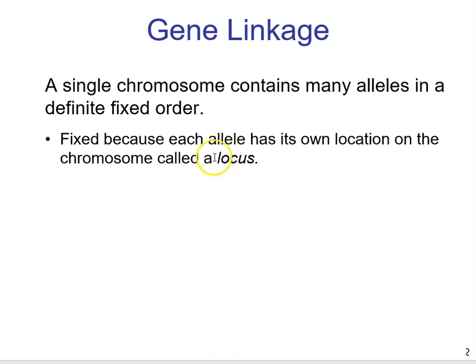Now, if these alleles or genes are close to each other, they tend to form groups and are inherited together. So, I'll give you a simple analogy. You and your friend always tend to be together, right? You tend to go to class together, go out to eat together. So you form groups. Similarly, these genes form a group, and these groups are called linkage groups. These genes tend to be inherited together.